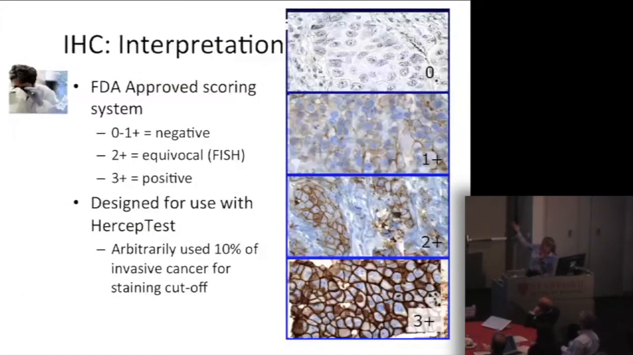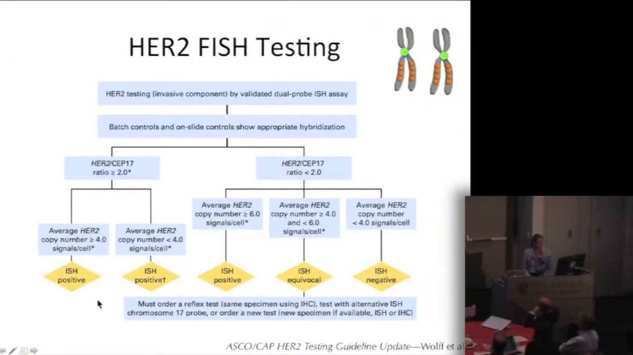This is how we score our immunohistochemistry stain. It can range from 0 to 1+ for a negative result. 2+ means you've got an equivocal result and additional testing is required. The FISH testing is usually the next step. Or 3+ positive means you've got strong overexpression. You can see there is some subjectivity, and sometimes you get cases on the borderline between these kinds of results.